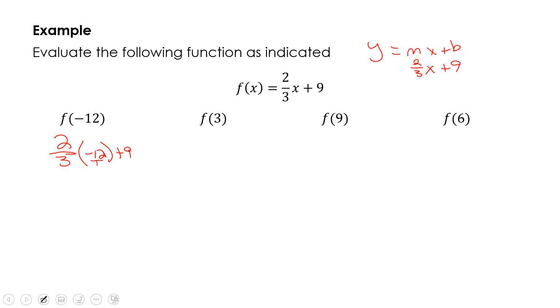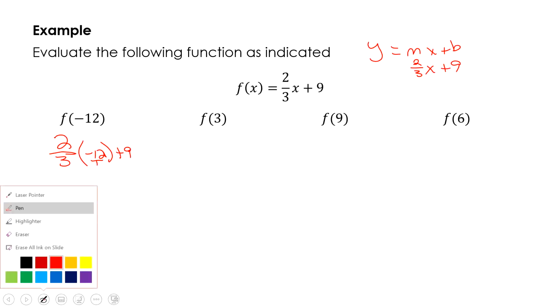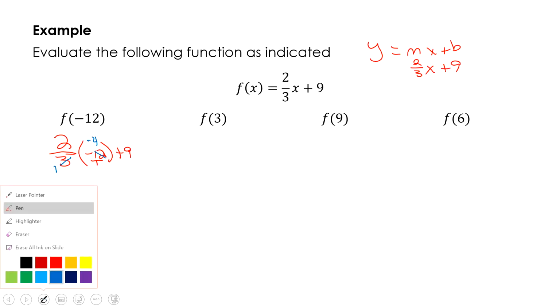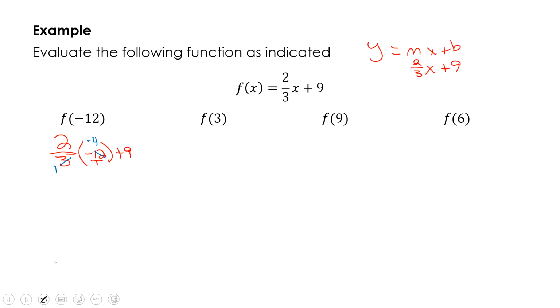So if you remember, this is really -12/1. So we're multiplying fractions, we just multiply across the top, multiply across the bottom, and then simplify if we can. Or if you remember as well, we can simplify beforehand by cross-canceling. I can divide both 3 and -12 by 3. That becomes a 1. This becomes -4. So now when I'm multiplying across, I just have 2 times -4 and then 1 times 1. So this is really -8 plus 9, which equals 1. So then we know f of -12, when x is -12, the value is 1. Make sense?